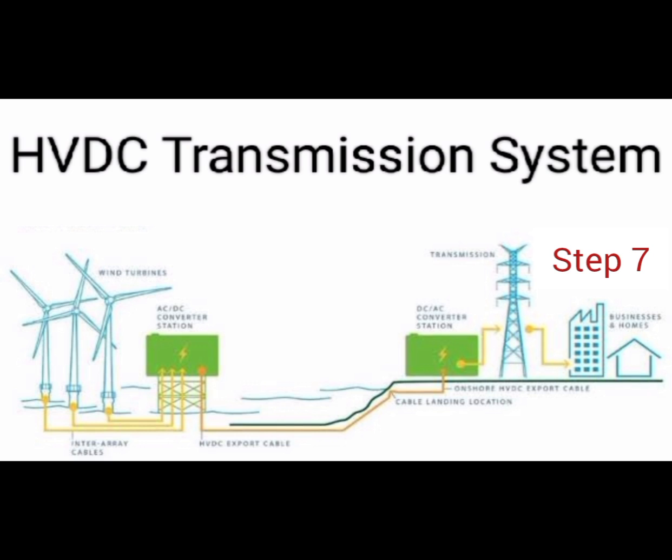In this example, the HVDC transmission system enables the efficient transmission of electricity from a remote wind turbine to a home, over a long distance, with minimal losses. The HVDC system converts the AC power to DC, transmits it, and then converts it back to AC for distribution and consumption.